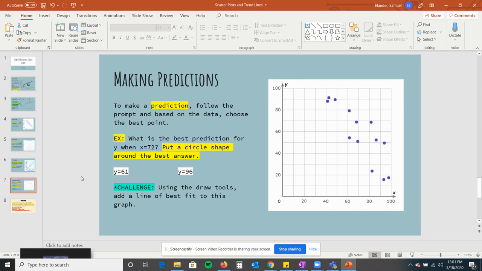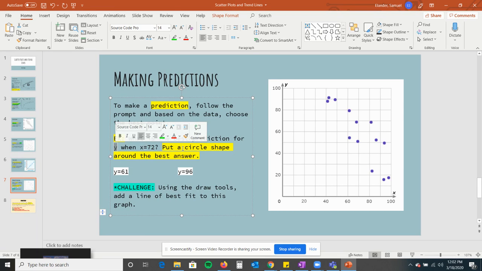So making predictions from that, this is the last thing. To make a prediction, we follow the prompt and based on the data, choose our best point. Okay, so here's our example. What is the best prediction for y when x is equal to 72? Okay, what is the best prediction for y when x is 72? Okay, we don't have that point plotted on here, but if we had to predict or guess what would happen, what would we get? Okay, pause the video now and see if you can answer that.